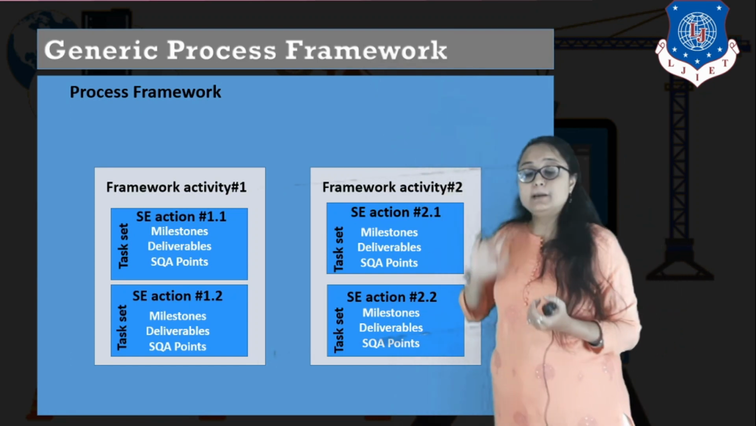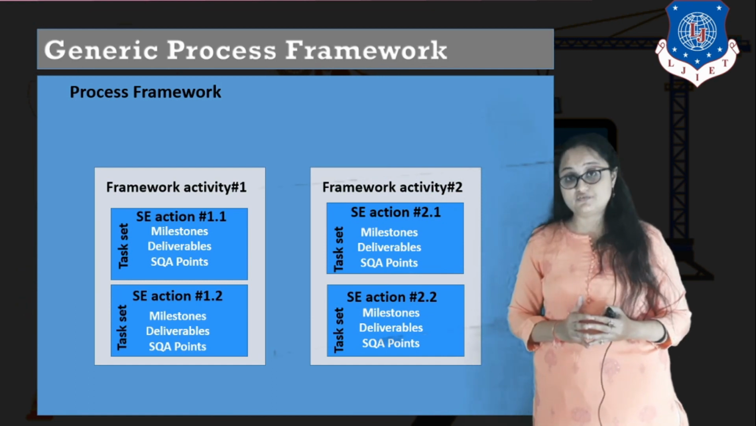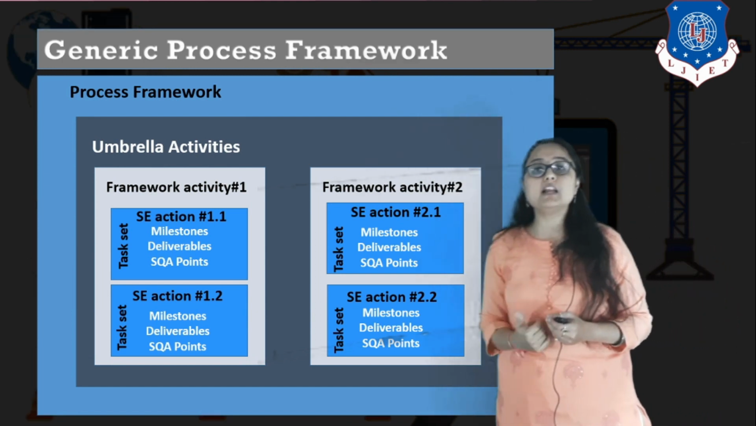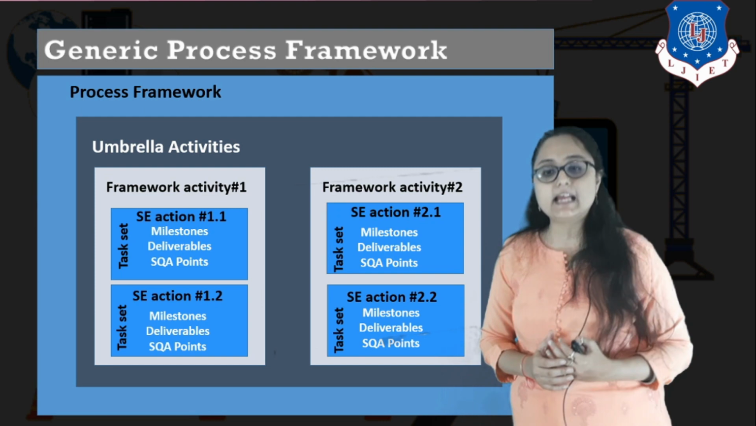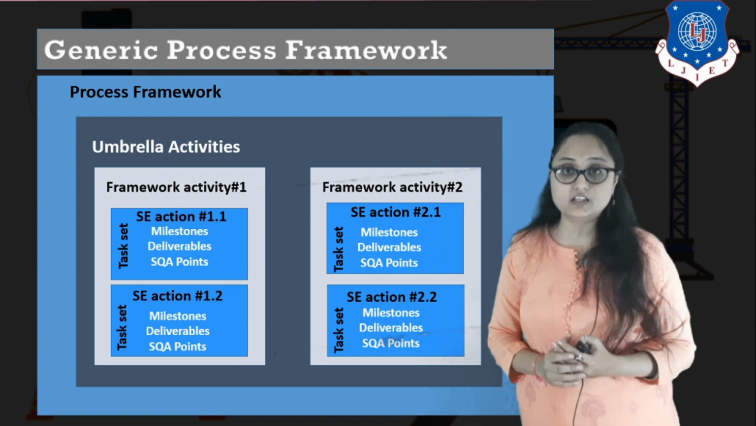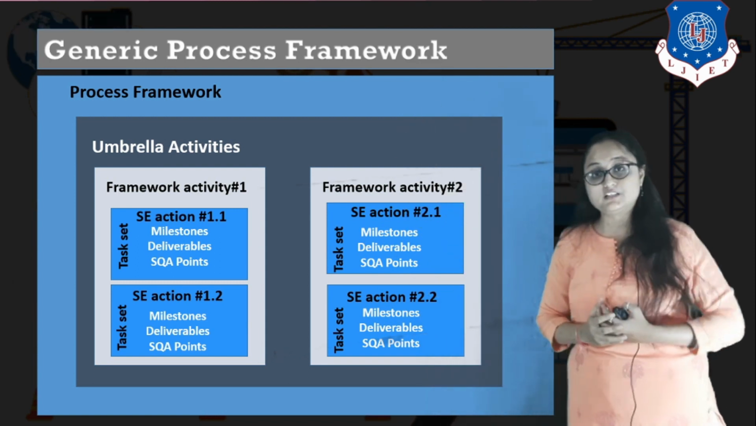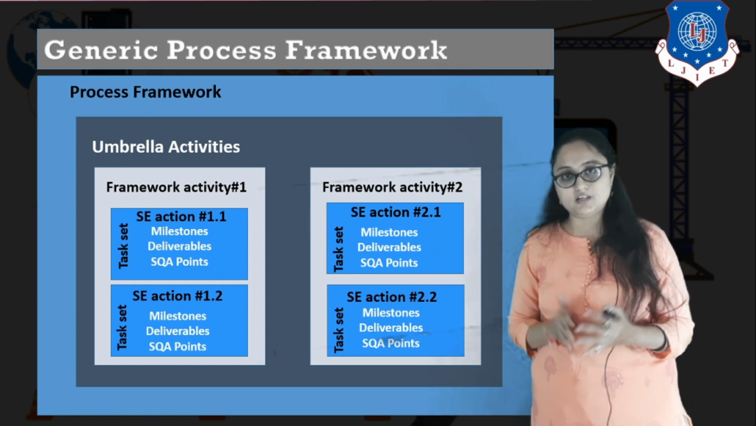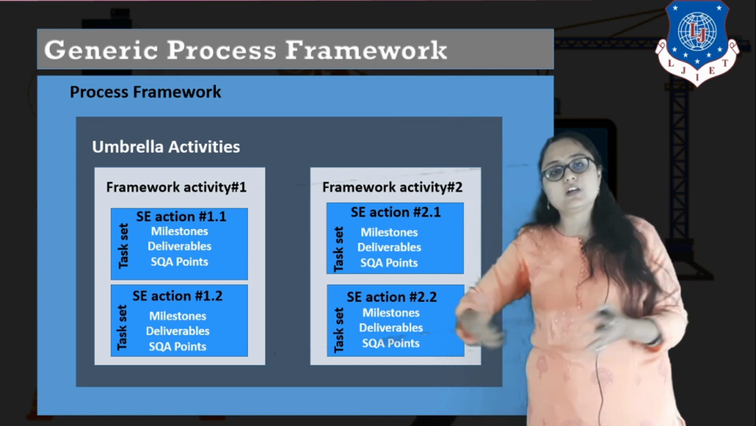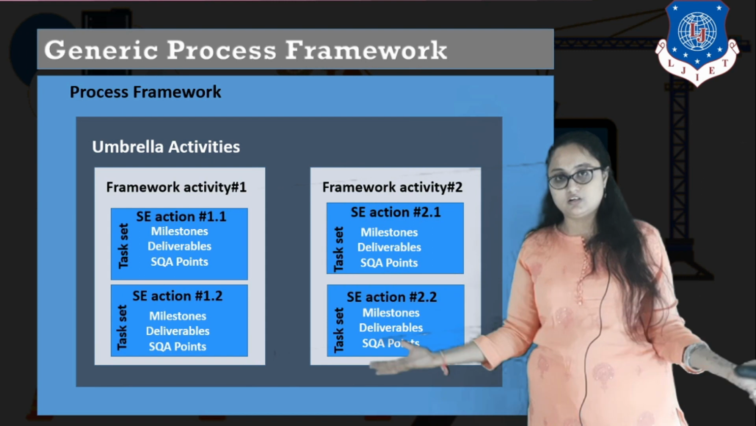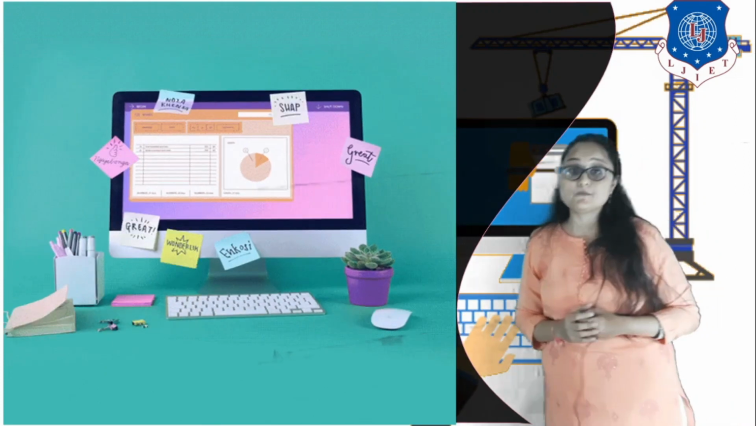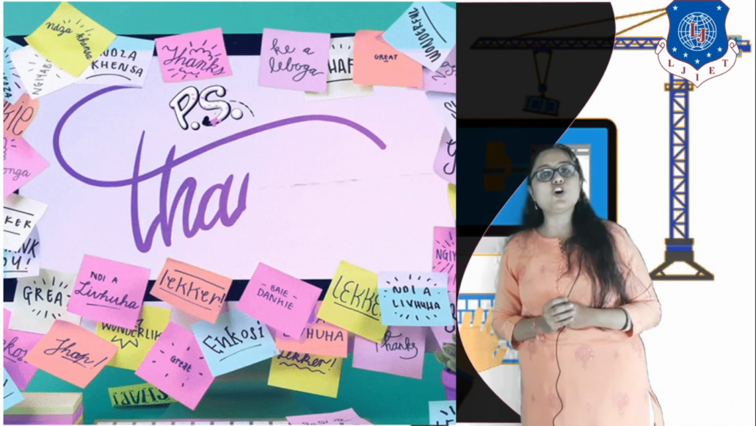Now apart from framework activities, in your generic process framework of software engineering, you have a second set of activities known as umbrella activities. Umbrella activities, as you can see, are running in the background. Irrespective of any framework activity, you can apply these umbrella activities to every framework activity, right? So it is not dependent on a framework activity; it runs simultaneously with every framework activity in the background. It is like a shelter, like an umbrella, so the name is umbrella activity, right? So this is the generic process framework of software engineering, and this was all about today's lecture. Thank you.